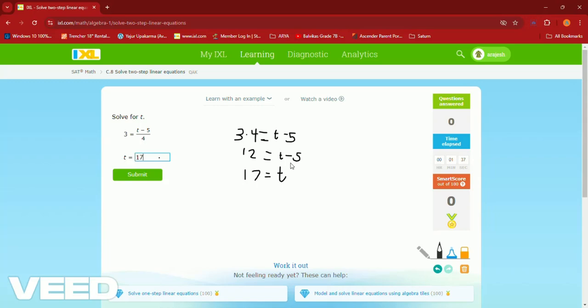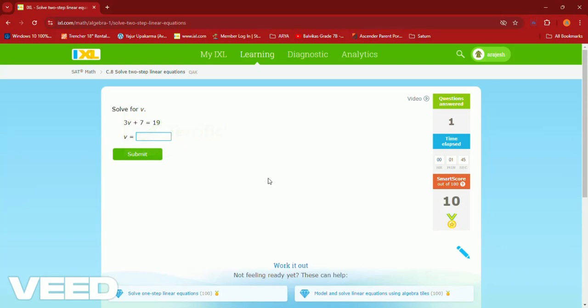Because if we can bring the negative 5 to this side, 12 plus 5 is equal to 17. So let's check if it's correct or erroneous. Let's go. Yeehaw! We know it worked!